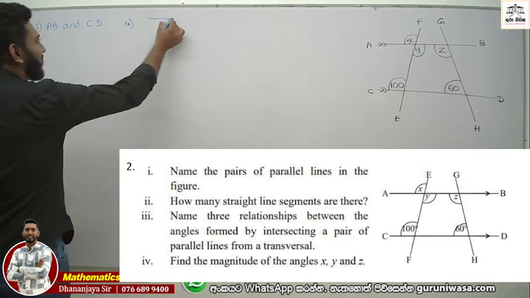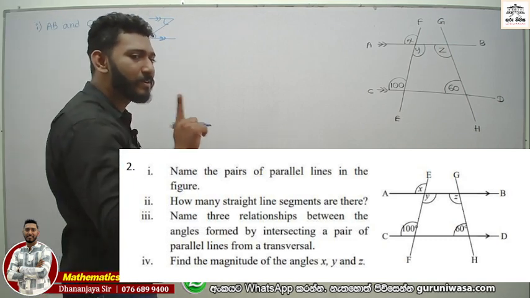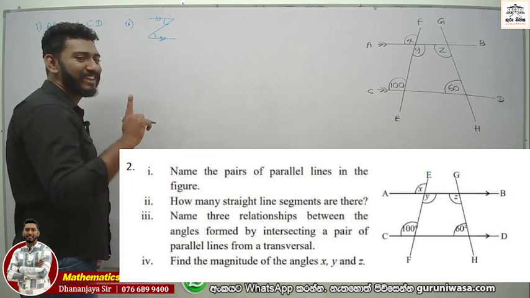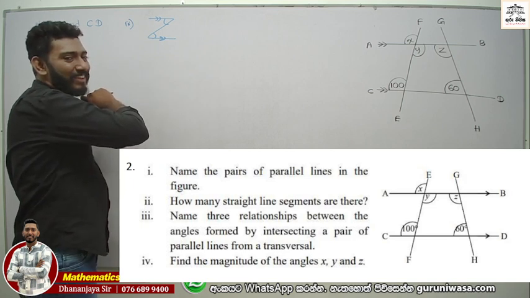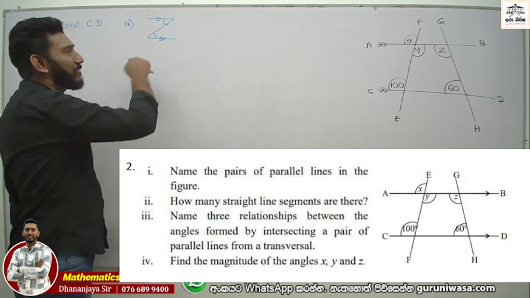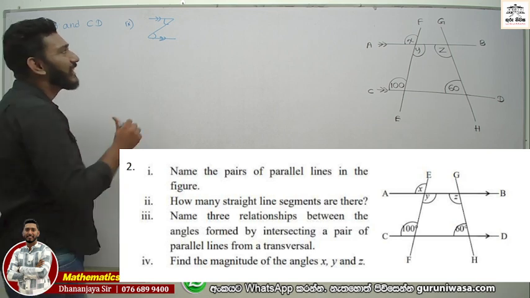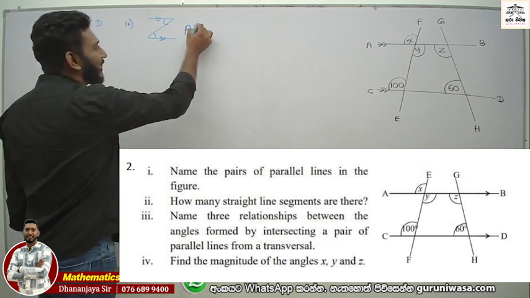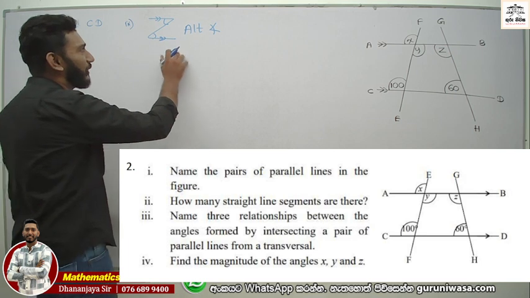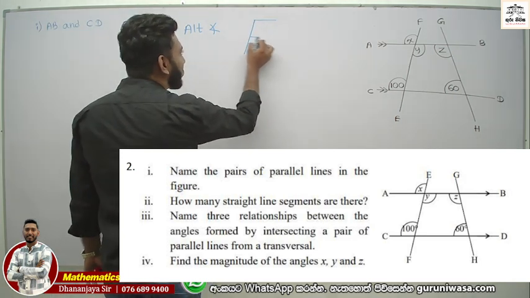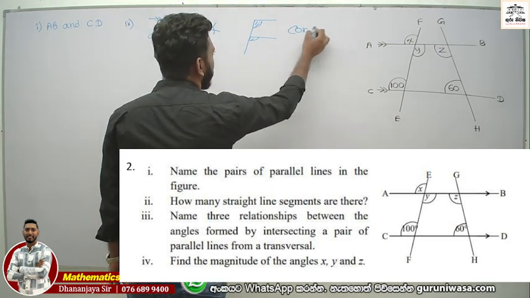What is the name of this one? Symbol Z? Alternate angles. Yes, alternate angles. You have to remember this one, you have to memorize it. As well as it's like an F. Now these are equal. Yes, corresponding angles.